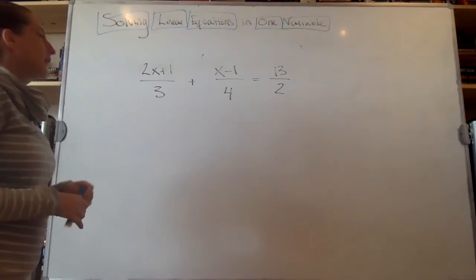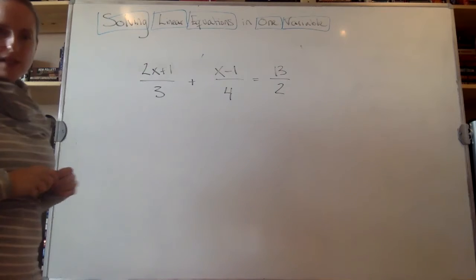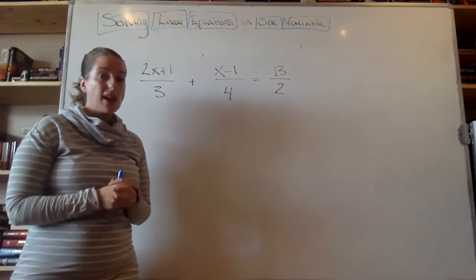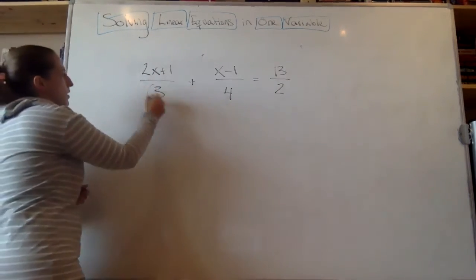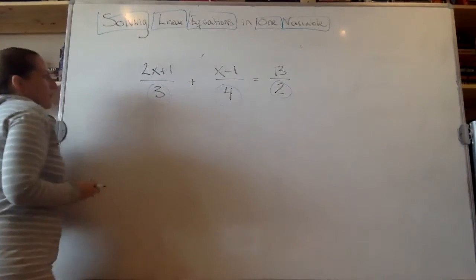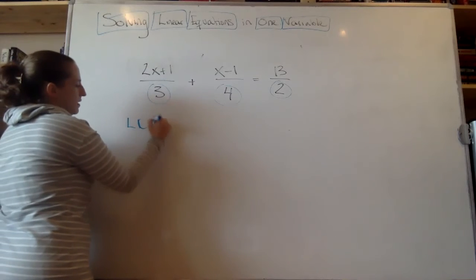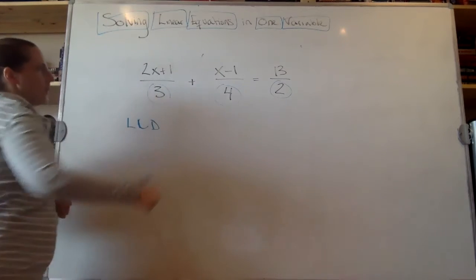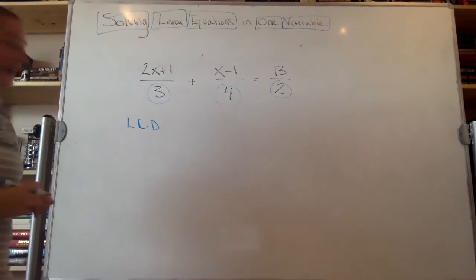Okay? All right, so what can we do with this? Well, don't let the fractions intimidate you. One of the easiest things to do with the fractions is to get rid of them. I'm going to look at our denominators, 3, 4, and 2, and find the least common denominator, or the LCD, of those three numbers. That is the smallest number that 3, 4, and 2 will all divide into.